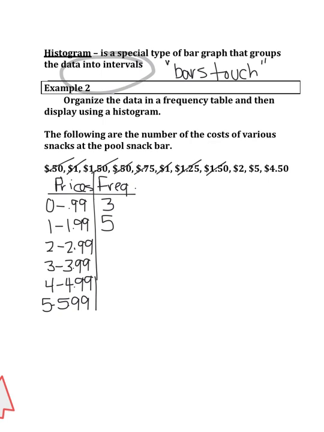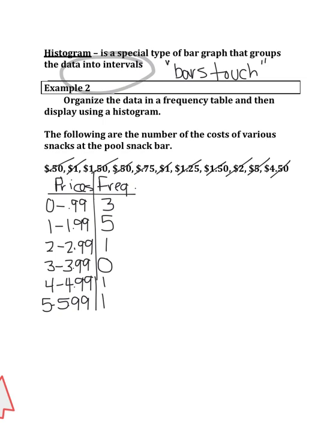So next we have $2 to $2.99, and there's only going to be 1 there. $3 to $3.99, we actually have 0. $4 to $4.99, we also have 1, and $5 to $5.99, we also have 1. So we have 6 categories.